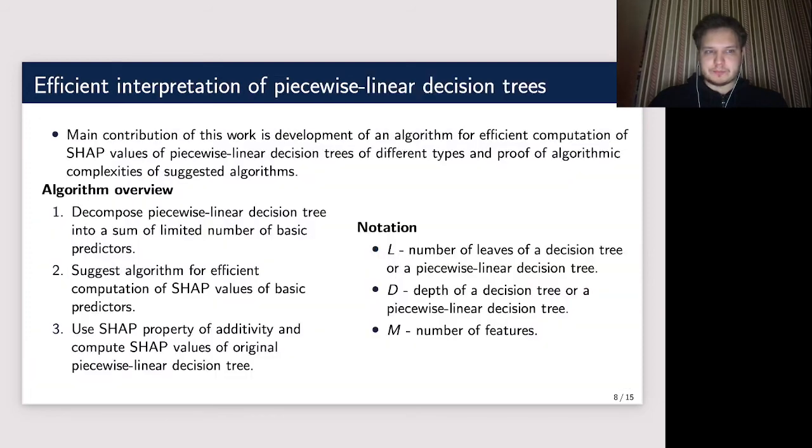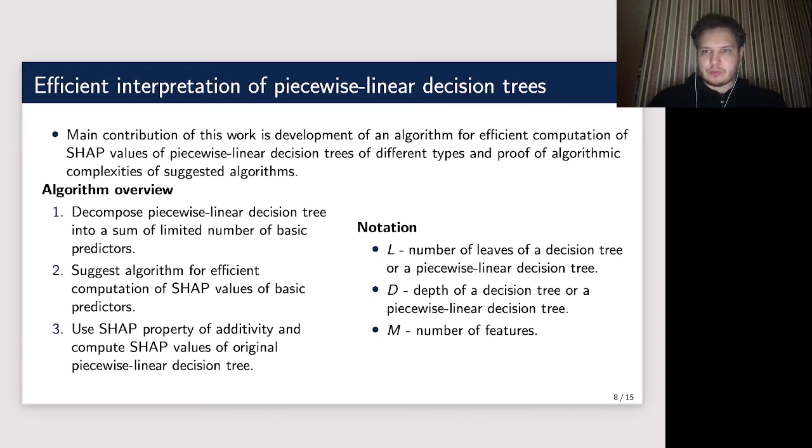Main contribution of this work is development of an algorithm for efficient computation of SHAP values of piecewise linear decision trees of different types and proof of algorithmic complexities of such suggested algorithms. The algorithmic overview is as follows. First, we decompose piecewise linear decision tree into a sum of limited number of basic predictors. Then we suggest an algorithm for efficient computation of SHAP values of basic predictors. And then we use SHAP property of additivity and compute SHAP values of original piecewise linear decision tree.